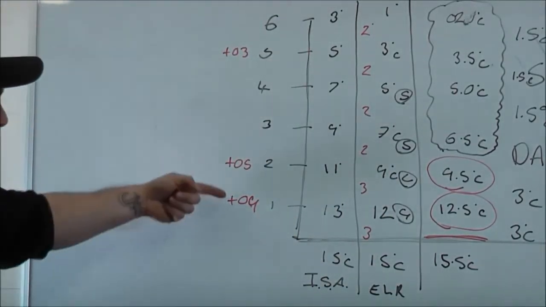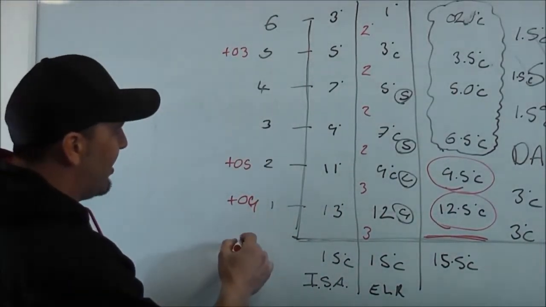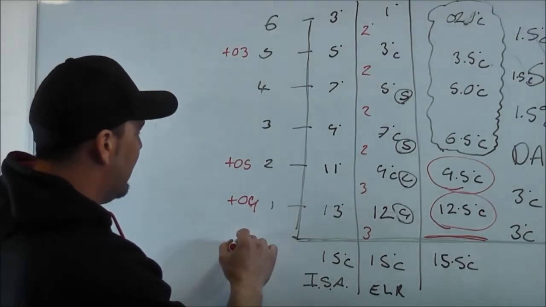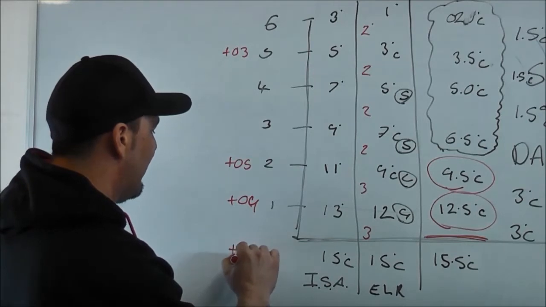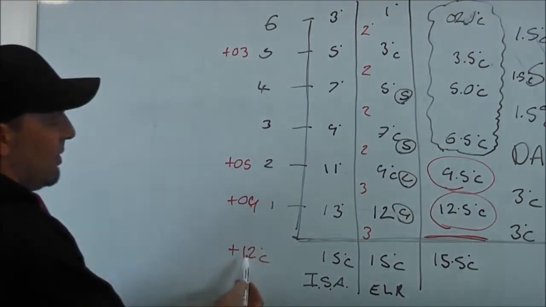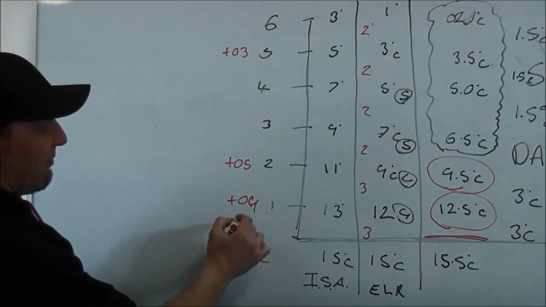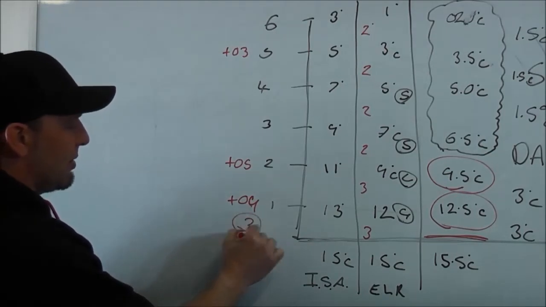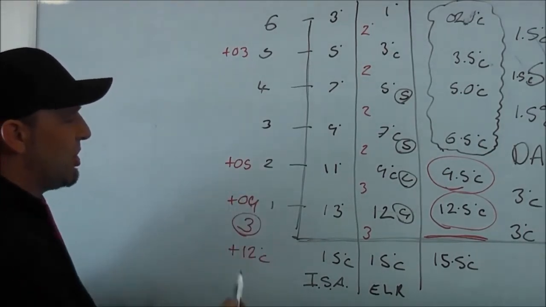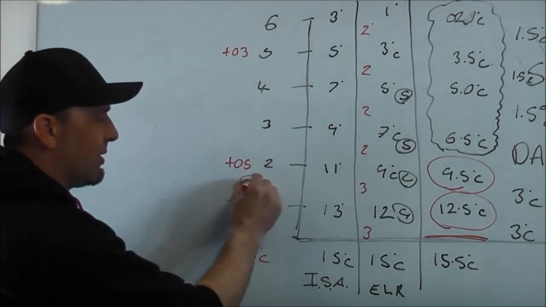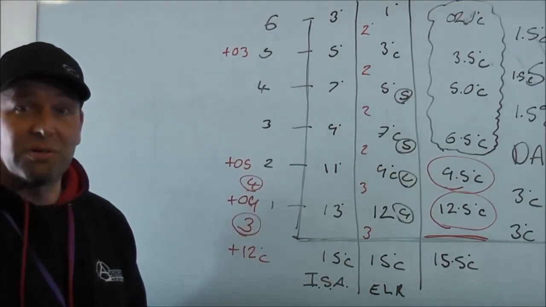Let's assume, based on this, that the surface temperature is 12 degrees. So between 12 and 9 we have 3 degrees. It's going to be unstable. Between 1,000 and 2,000 feet we have 4 degrees, a lapse rate of 4 degrees.